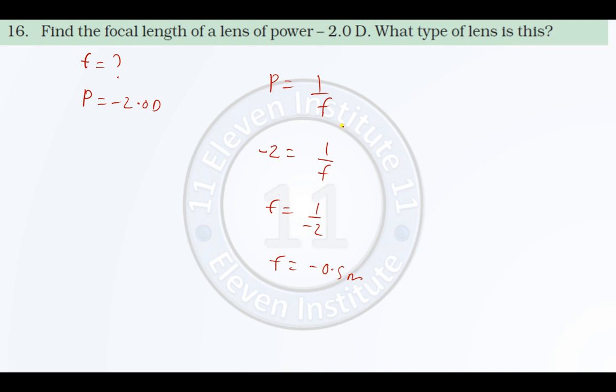That was fine, but method was wrong. You are putting the value instead of F. You have to put value instead of P.